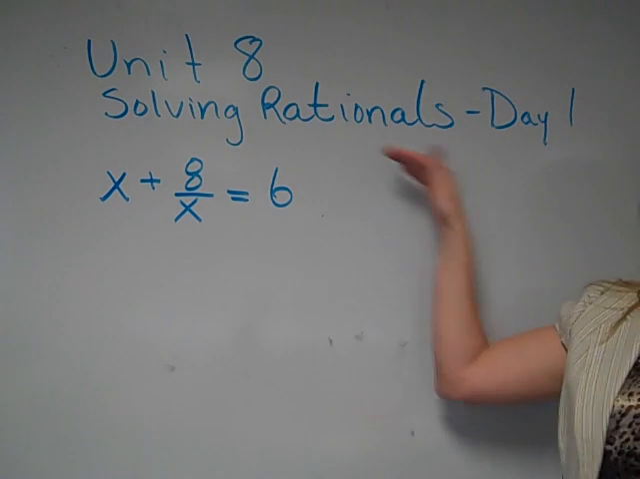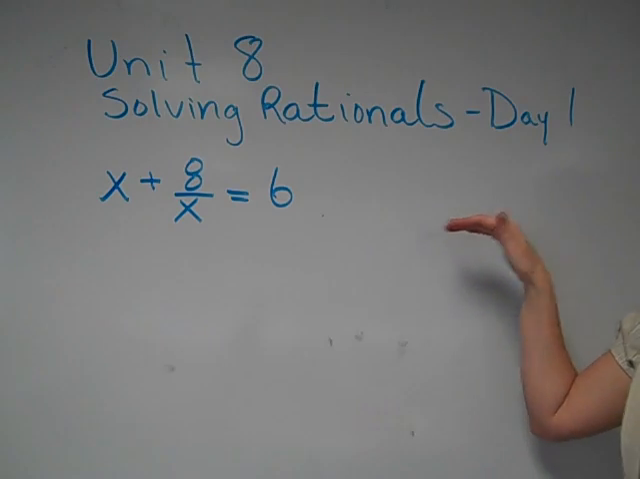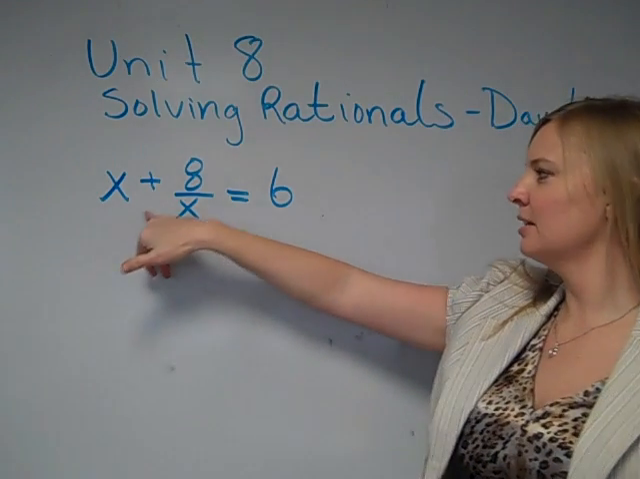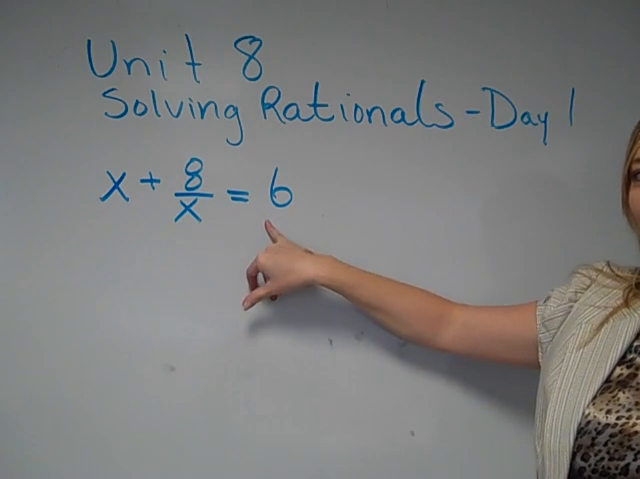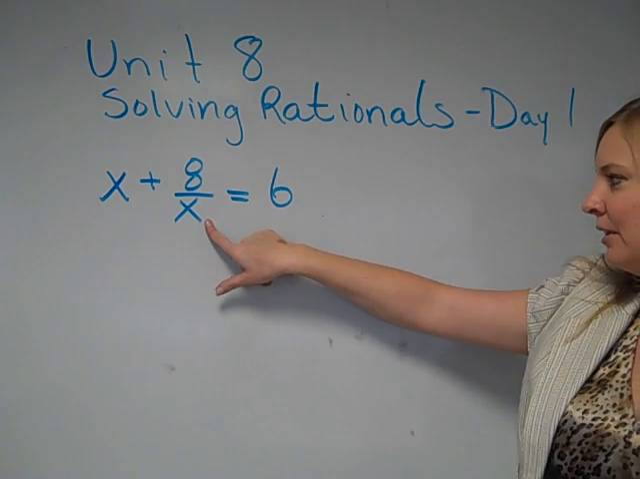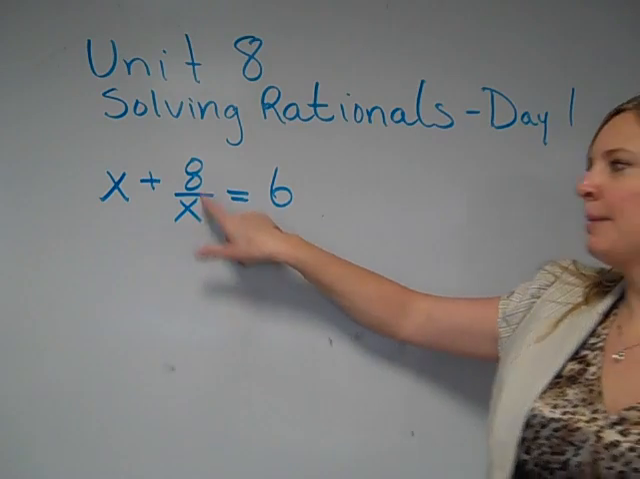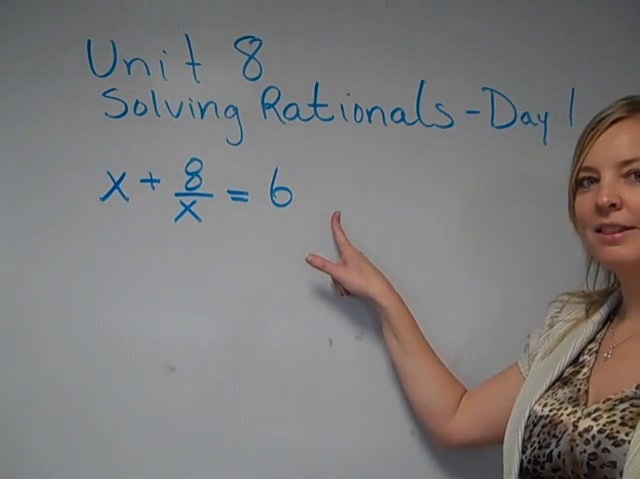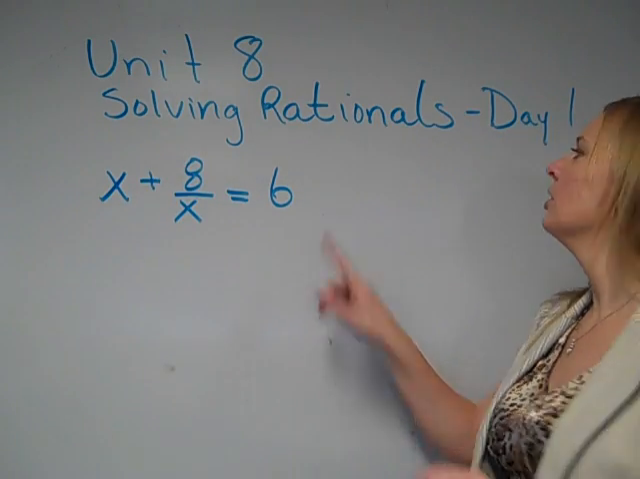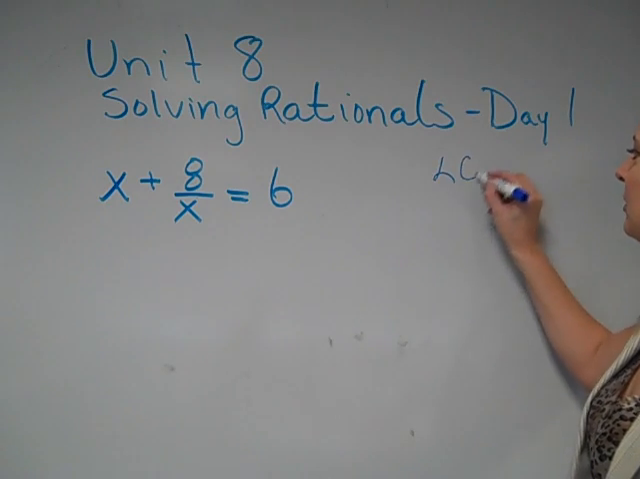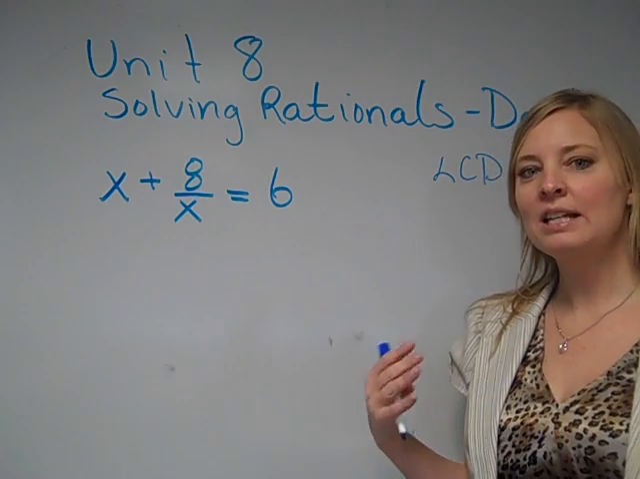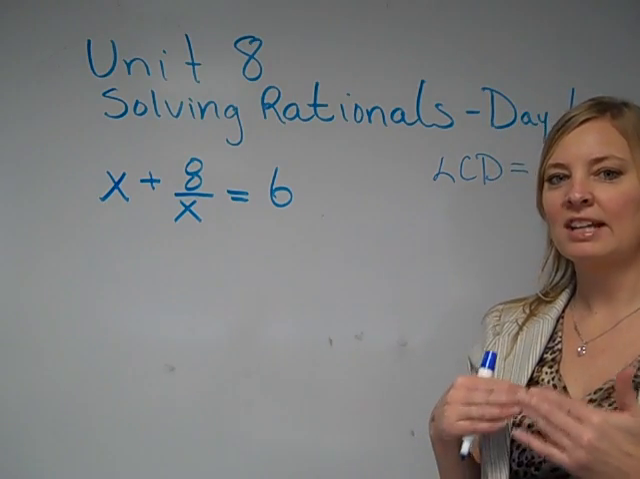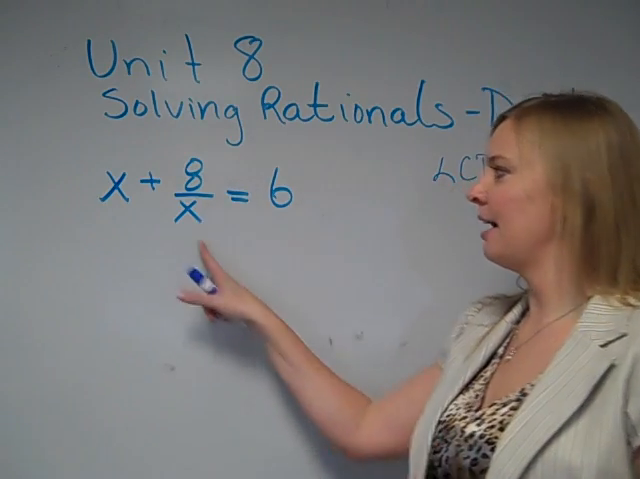Today we are going to solve this rational equation. If we look at this rational equation, x plus 8 divided by x equals 6, we are going to eliminate the fraction by multiplying the whole equation by the least common denominator. So let's look at our least common denominator. Our least common denominator is what we need to multiply in order to cancel out any fractions we have.